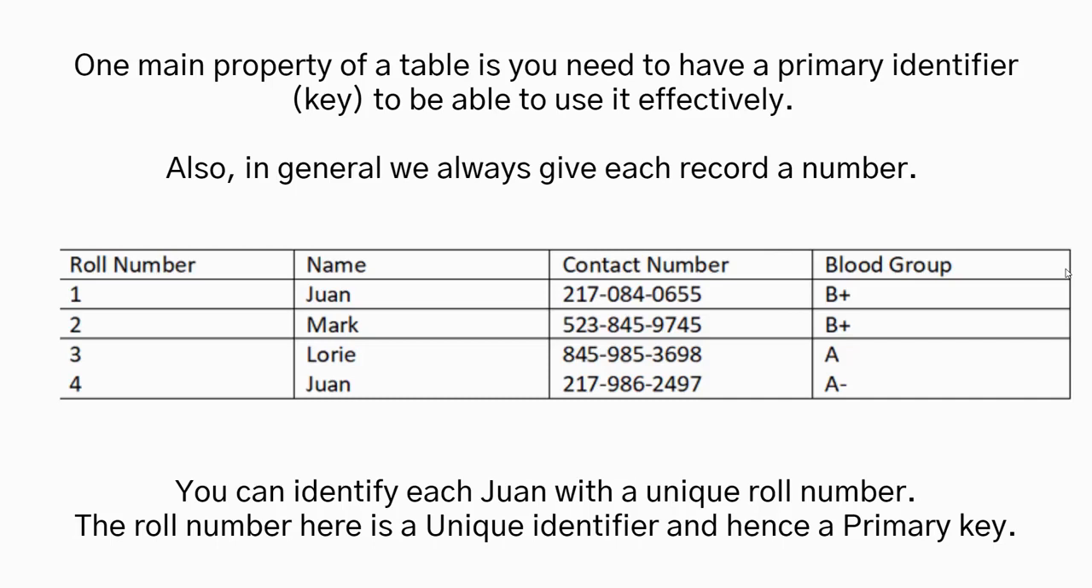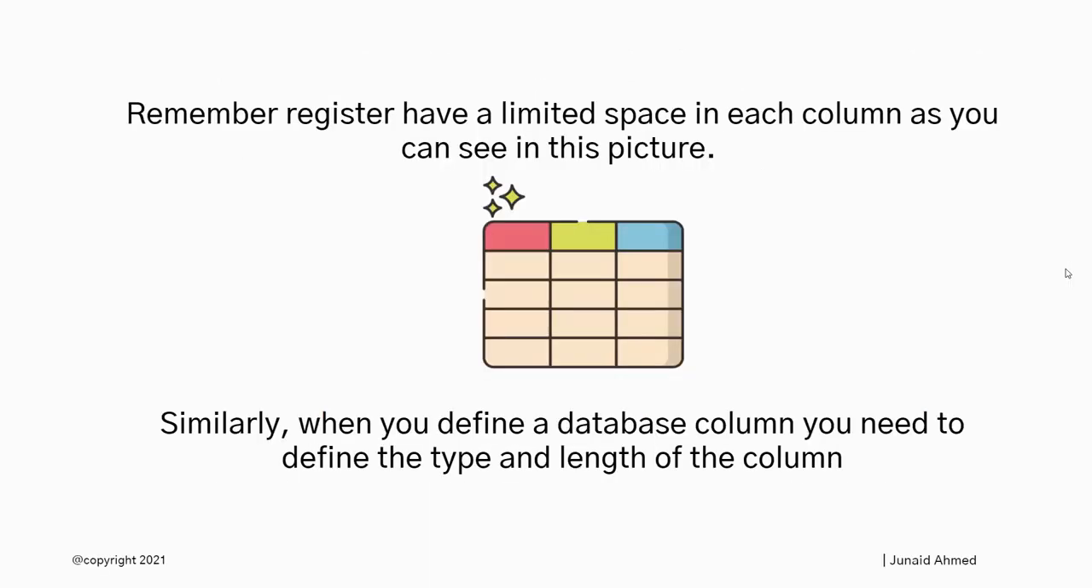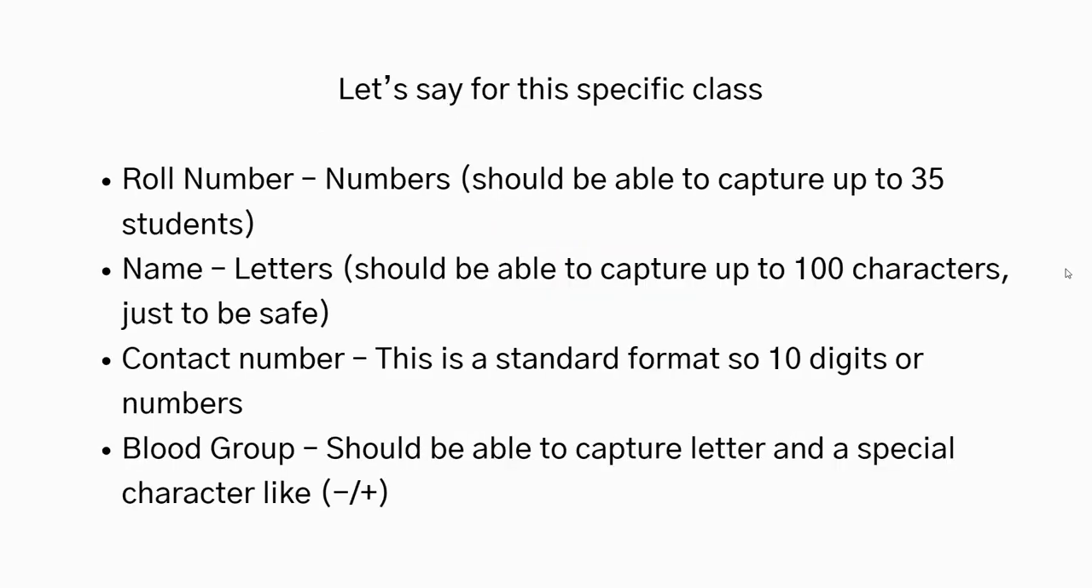Now if you bring in a roll number, that problem is solved, because these Juans are differentiated by the roll number. You see that 1, 2, 3, 4: 1 is Juan with a specific blood group, and 4 is another Juan with another blood group. So you do need a roll number. I want to reiterate that each column has a specific length and a specific format. That is primarily how you think about it.